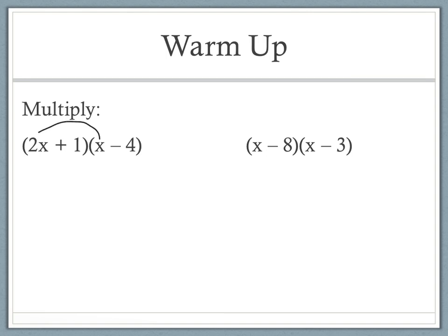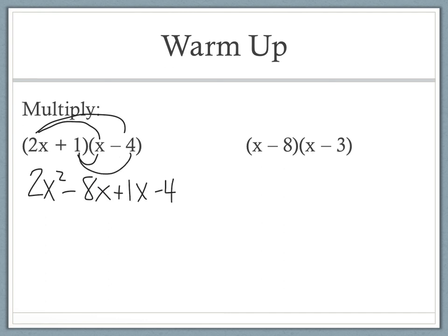So we have 2x times x, which is 2x squared. Then I do 2x times negative 4, which is negative 8x. Then I do that, which is 1x. And then 1 times negative 4 is negative 4. Once I do that, I'm going to combine my like terms. So I have 2x squared minus 7x minus 4.